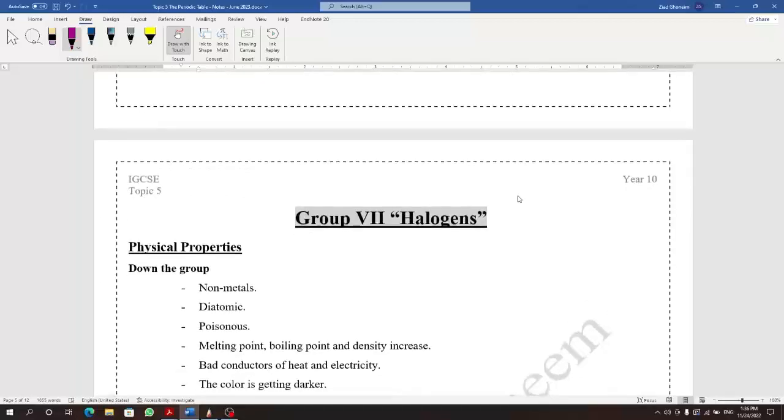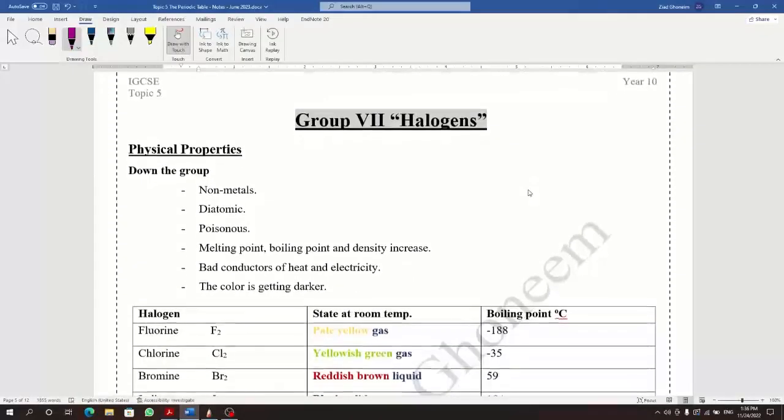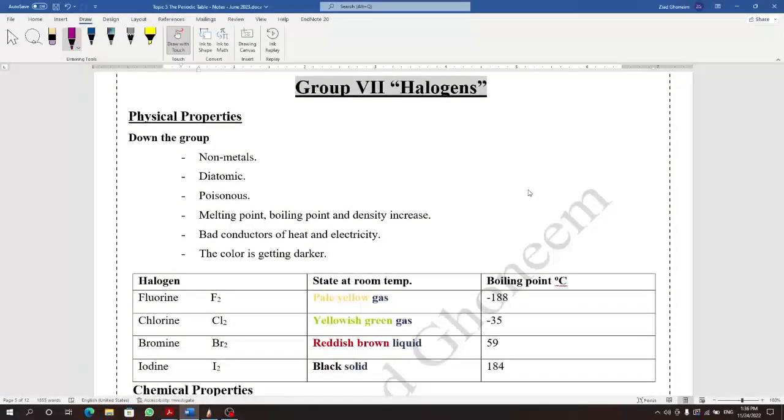Now let's talk about group 7 nonmetals, or the halogens. Their physical properties: they are nonmetals. They are diatomic, meaning that they are present in nature as molecules, two atoms bonded together. For example, chlorine exists as two chlorine atoms bonded together, like that, right? So these are diatomic. They are poisonous. That's why they are used as antiseptics. They kill germs and bacteria, so we use them as antiseptics because they are poisonous.